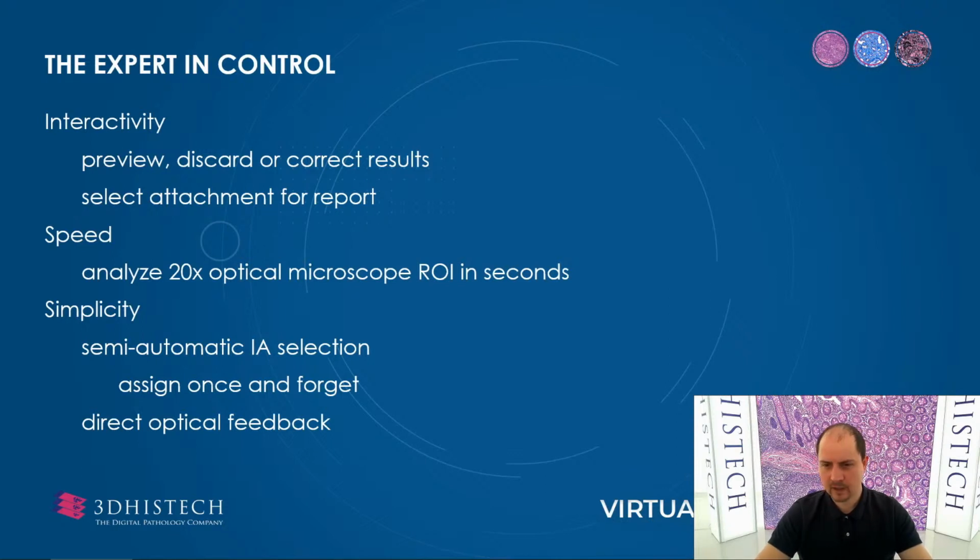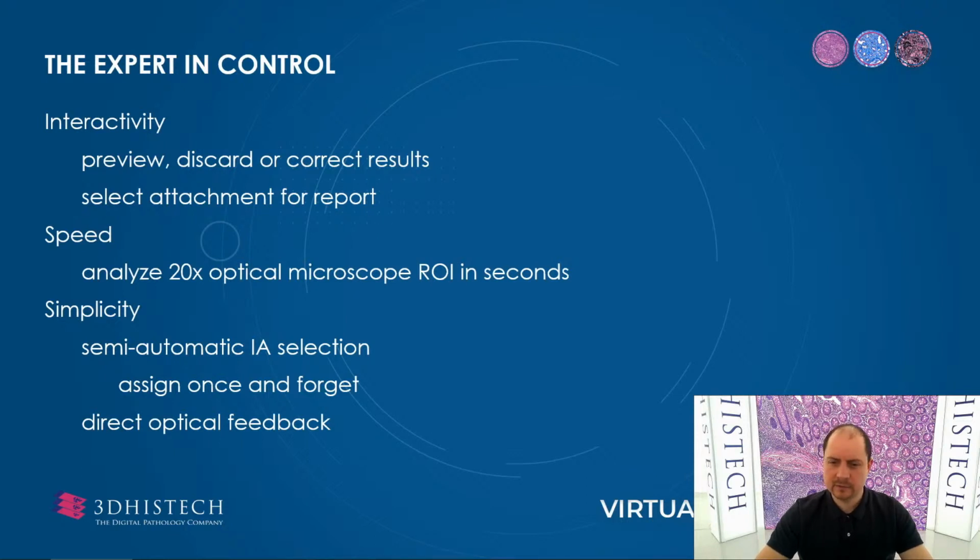other. The number of pathologists is also decreasing per capita all over the world, so it is important to enable them to use their time more efficiently. So this makes speed one of the most important features of this diagnostic image analysis toolset. And we managed to create a solution where a 20x region of interest can be analyzed in a few seconds.